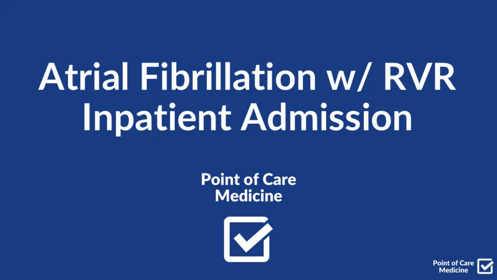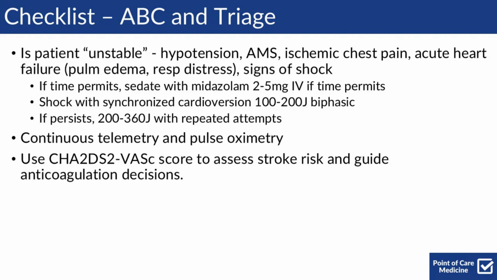Let's dive in. First, assess the ABCs and triage. Is the patient unstable? Look for hypotension, altered mental status, ischemic chest pain, acute heart failure, pulmonary edema, respiratory distress, or signs of shock. If unstable, use synchronized cardioversion, starting with 100 to 200 joules biphasic. If that persists, increase to 200 to 360 joules with repeated attempts. If time permits, consider sedation with 2 to 5 milligrams of IV midazolam.